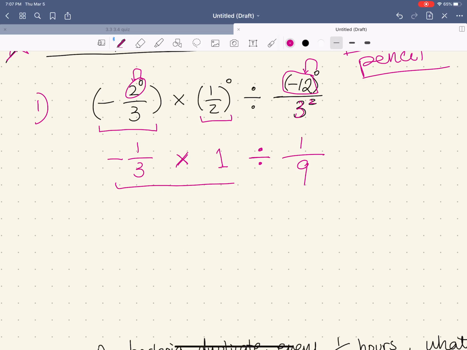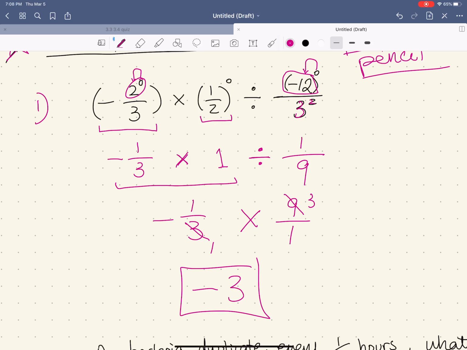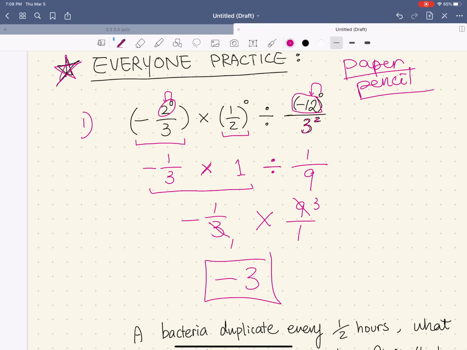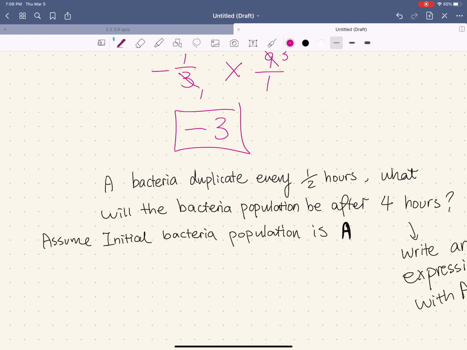So the first part here, you will have a minus negative 3 divided by 1 over 9. Because you're dividing a fraction, you do times 9 over 1, which is 9. Hopefully you realize that. Then you reduce: divided by 3 gives you 1, divided by 3 gives you 3. So the final answer is negative 3. Hopefully everyone can get it right. It's not a hard question.